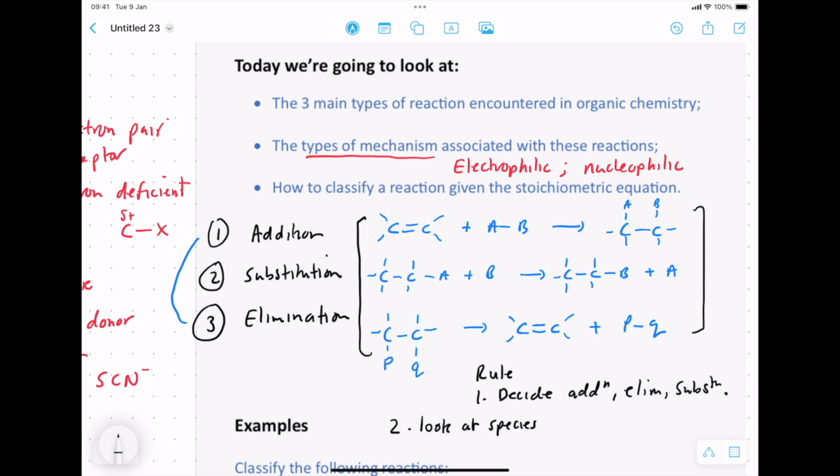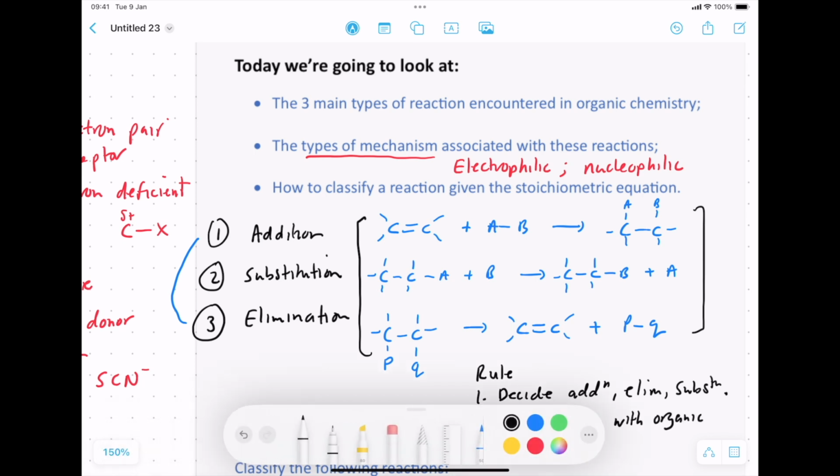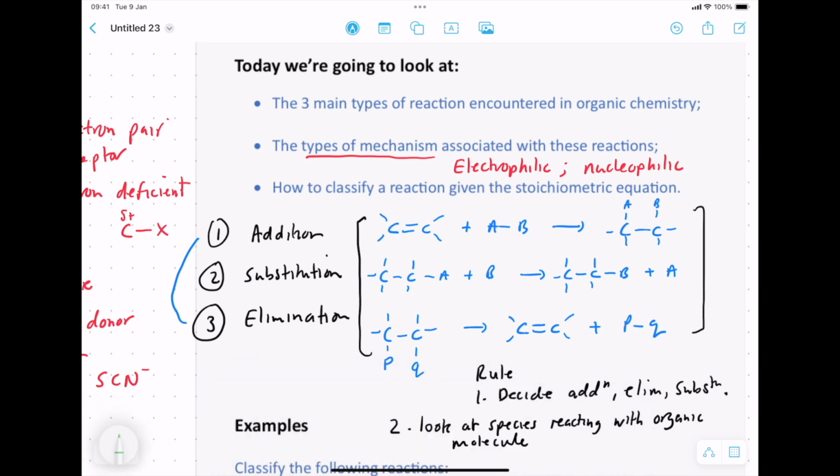It could be a free radical, it could be a molecule, it could be an ion, it could be a much larger molecule. It's just the other thing reacting with the organic molecule of interest. So you look at the species reacting with the organic molecule. If I just underline in green, what do I mean by species? So that would be that thing there, or that species there, and so on.